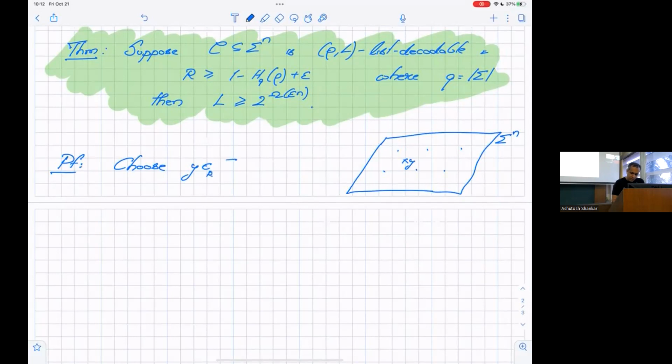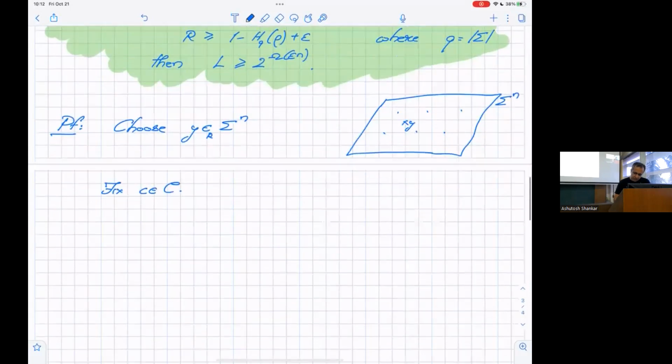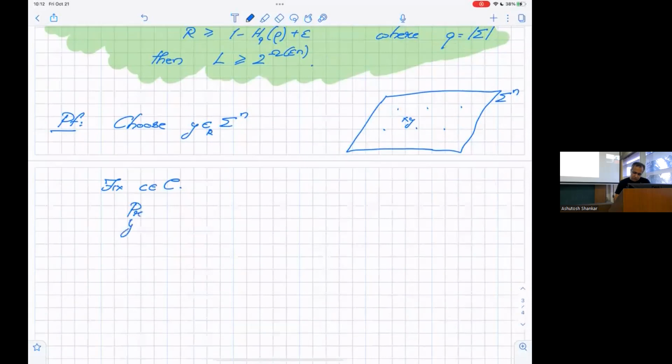Choose y at random from sigma. And what do we want? Let's ask this. Pick a particular code in the code word. Let's ask the probability over y: what's the probability that y is such that the code word is within a ball of radius rho n? Let's ask this. What will this be?